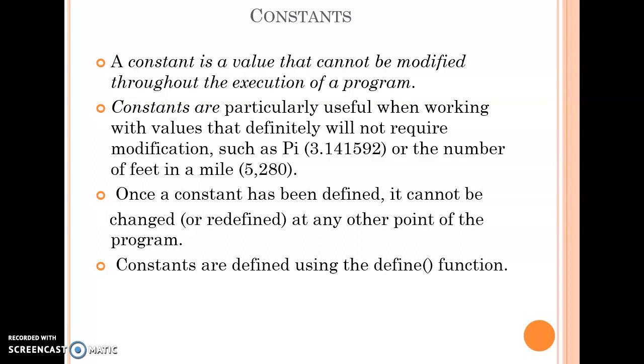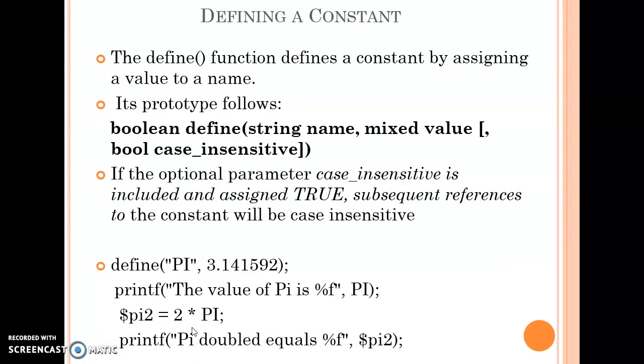Once a constant has been defined, it cannot be changed at any other point in the program. Constants are defined by using the define function. The define function defines a constant by assigning a value to a name. The syntax is: boolean define(string name, mixed value, boolean case_insensitive).